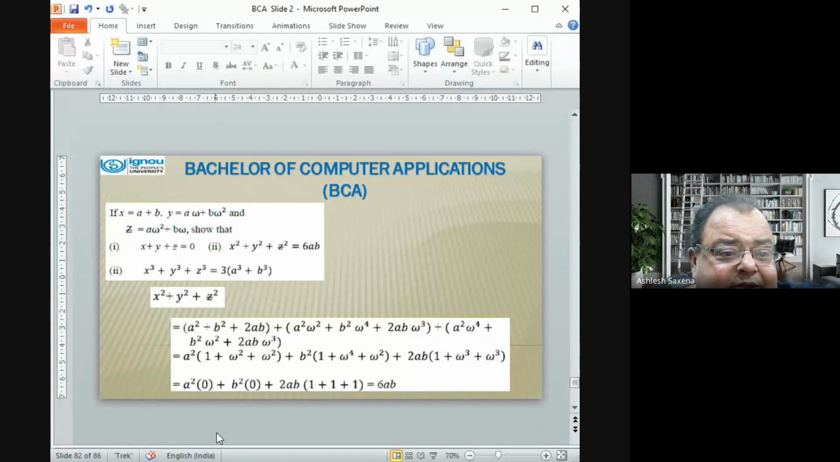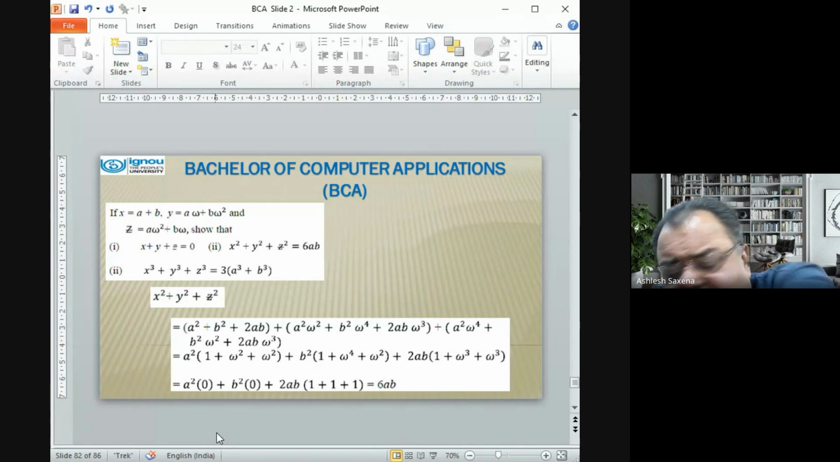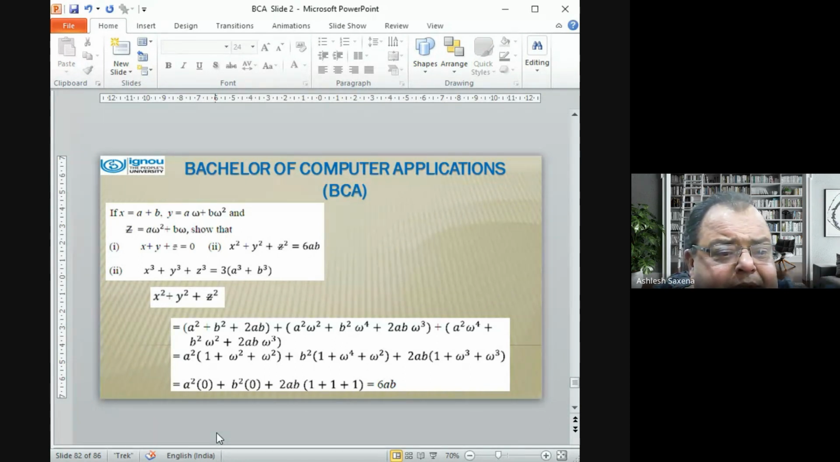You are given that x is equal to a plus b, and y is equal to a omega plus b omega square, and z equal to a omega square plus b omega. What we have done, so we have done the other thing. Now I've picked up a problem, x square plus y square plus z square. So I will be replacing x by a plus b whole square. It's a plus b. And I will be replacing y with a omega plus b omega square, and z with a omega square plus b omega.